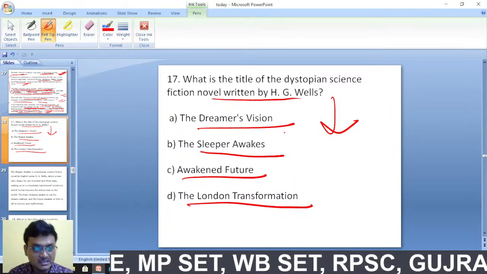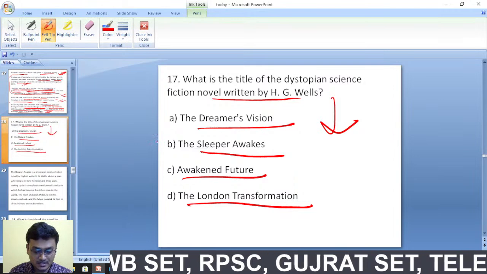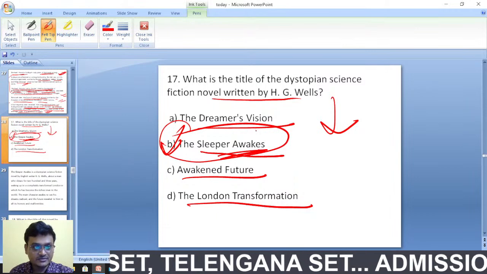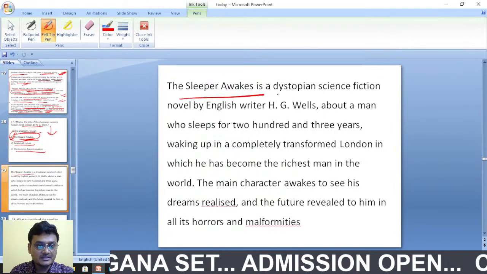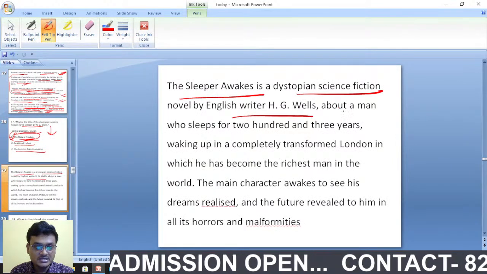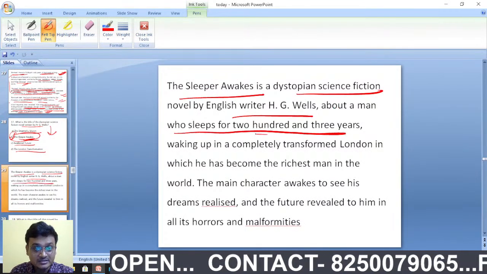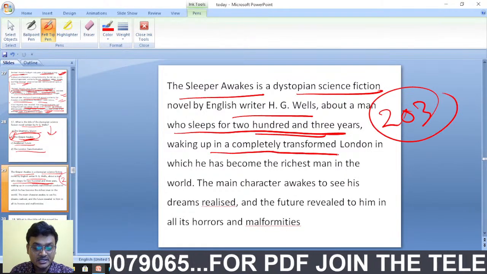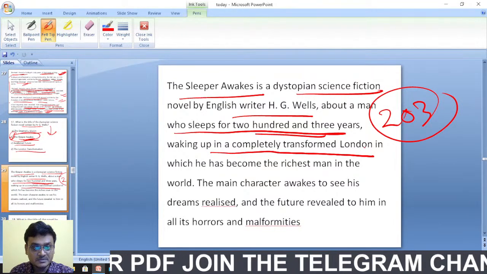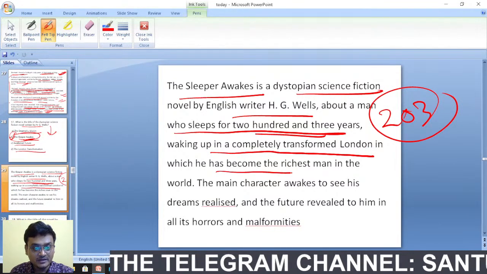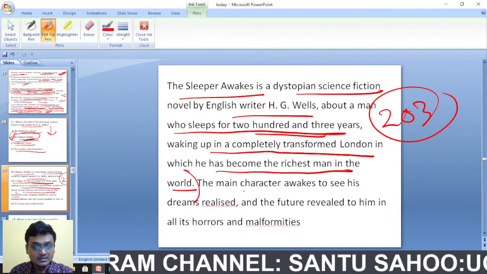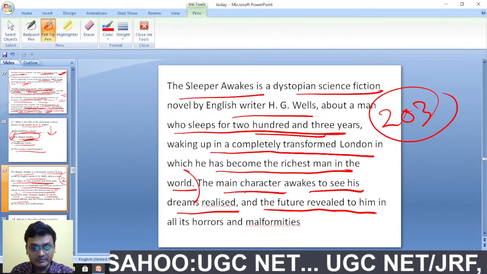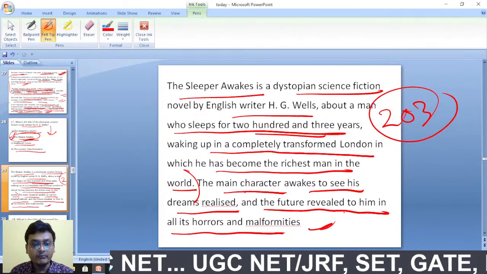Yeah, The Sleeper Awakes, exactly. Excellent. The Sleeper Awakes is the dystopian science fiction novel by the English writer H.G. Wells about a man who sleeps for 203 years, waking up in a completely transformed London, in which he has become the richest man in the world. The main character awakes to see his dreams realized and the future revealed to him in all its horrors and malformities.